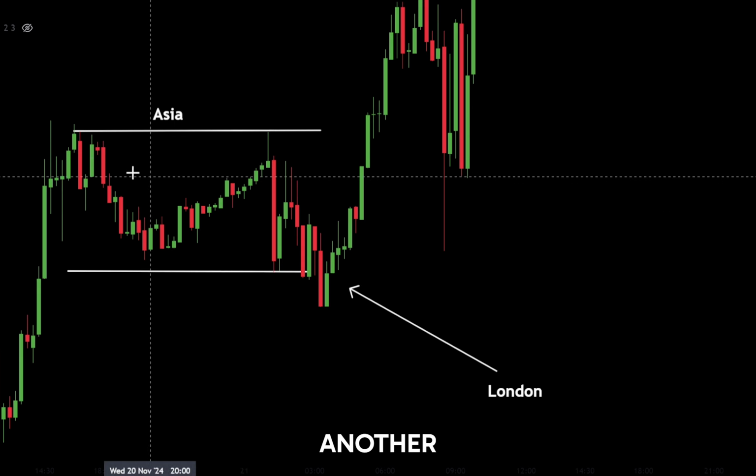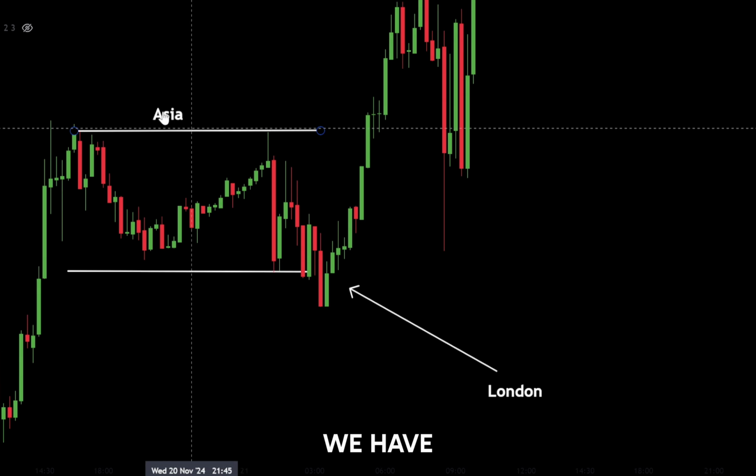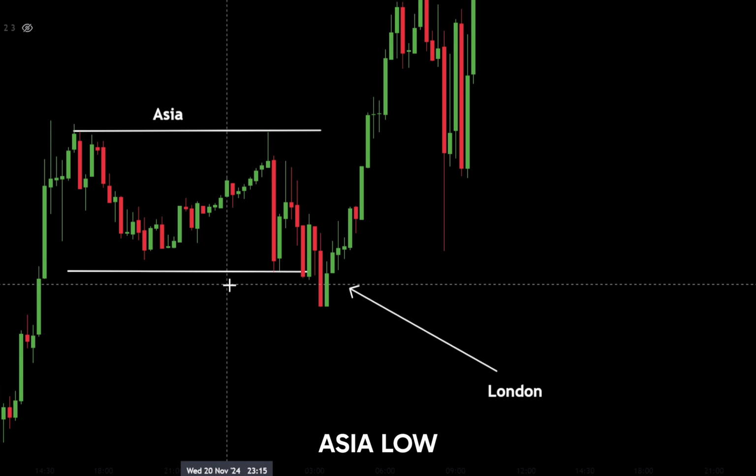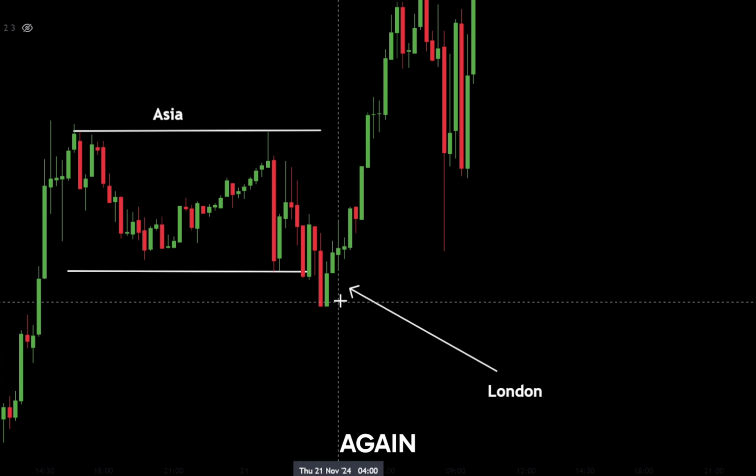Here we have yet another example of this going on, where we have Asia high and Asia low, and then London opens up again.